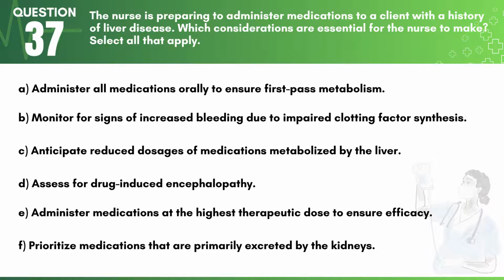B. Monitor for signs of increased bleeding due to impaired clotting factor synthesis. C. Anticipate reduced dosages of medications metabolized by the liver. D. Assess for drug-induced encephalopathy. E. Administer medications at the highest therapeutic dose to ensure efficacy. F. Prioritize medications that are primarily excreted by the kidneys.